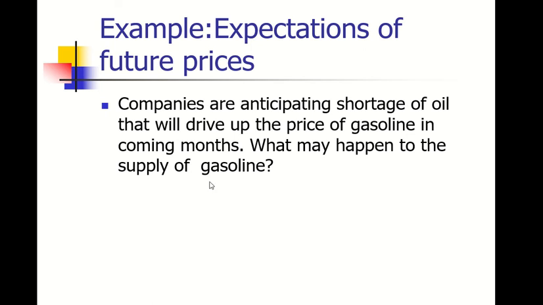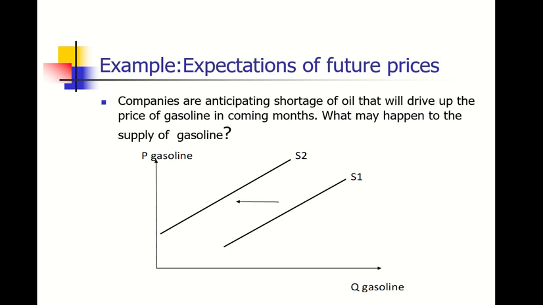So let's look at examples. Companies are anticipating a shortage of oil that would drive up the price of gasoline in coming months. What may happen to the supply of gasoline? So most likely, gas stations and gasoline companies are likely to hoard all this gasoline. So currently, we are going to see a decrease in the supply. Okay, so that is illustrated by a leftward shift of the supply curve.